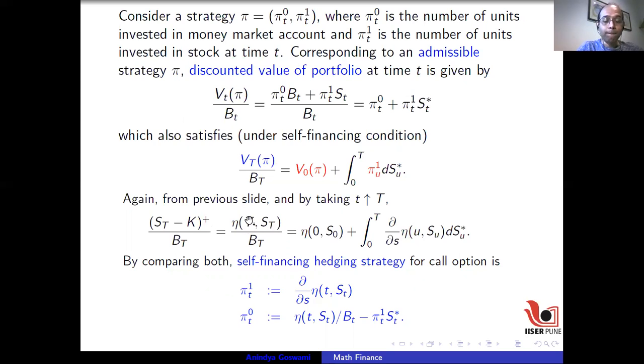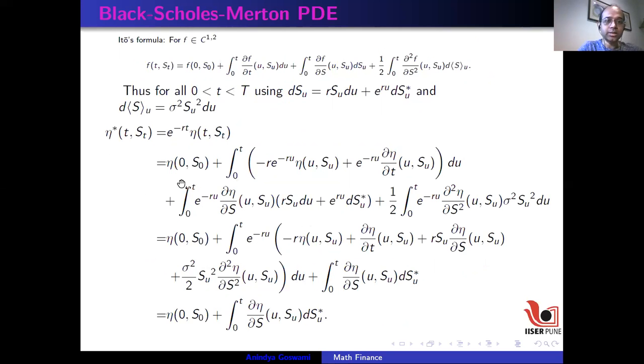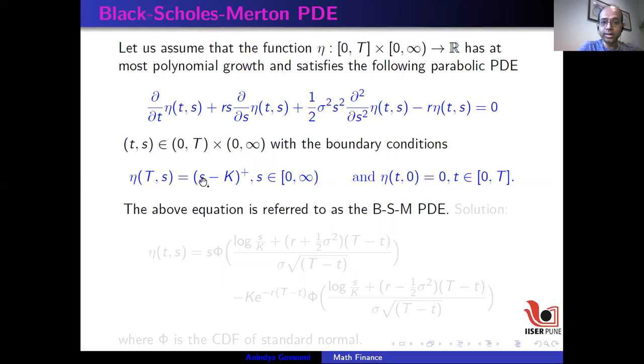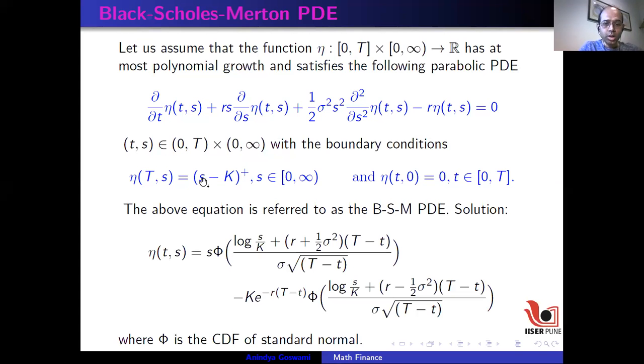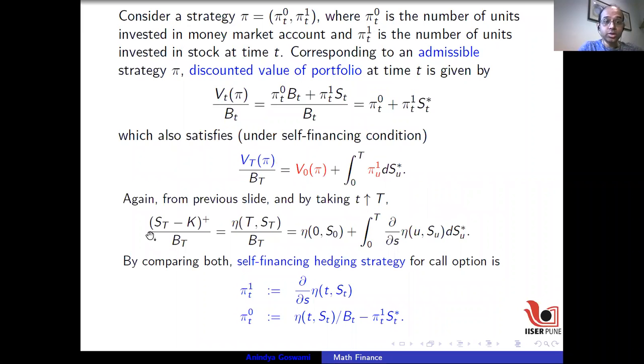eta(T, S_T)/B_T. But eta solves the PDE, and that means it also satisfies the terminal condition. The terminal condition of eta is that it should be (S − K)^+. Now, if S is replaced by S_T, I should get S_T here. So here eta(T, S_T) is (S_T − K)^+. But this, the numerator, what you obtain here is basically the terminal claim. So what you have obtained is that the terminal claim is possible with this as a premium and this as a strategy. So that's it.